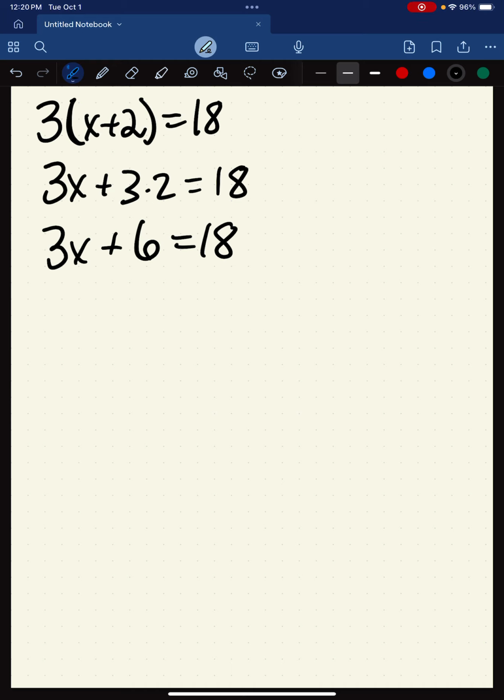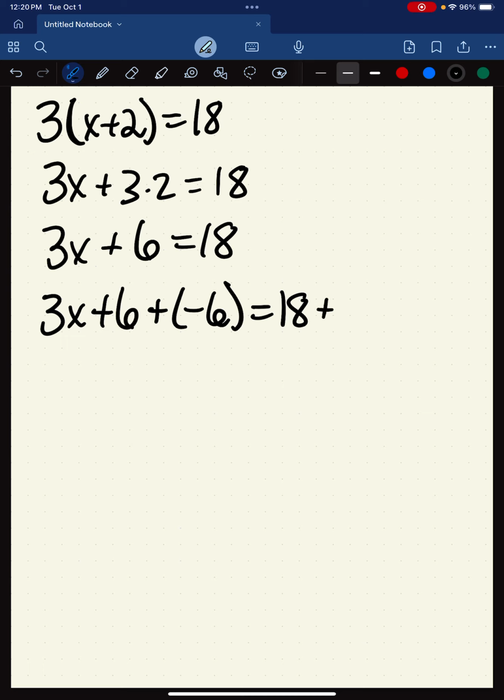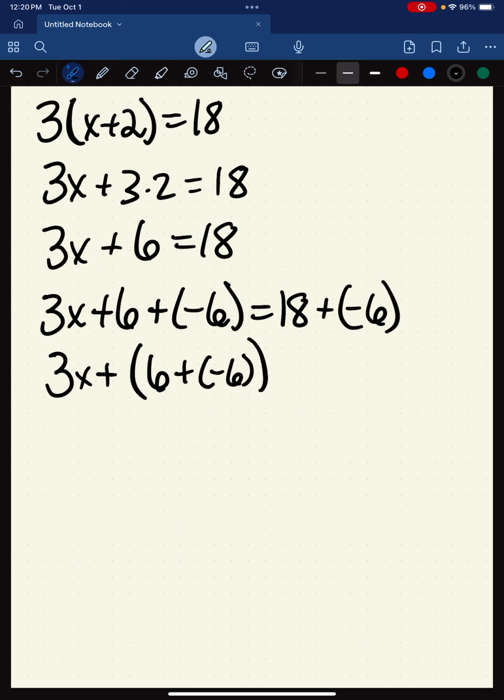Now we can use the addition property of equalities, or we could use the subtraction property of equalities. And I'm going to go ahead and use the addition. And we can add -6 to both sides. And now we can use our inverses. Well, we'll use the associative property first to group these two together. And then on the right side, we'll say 18 plus -6 is going to be 12.